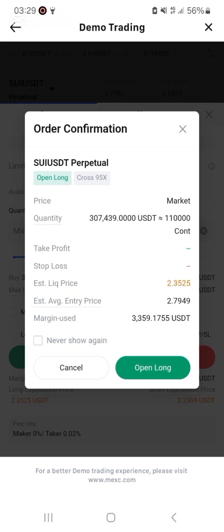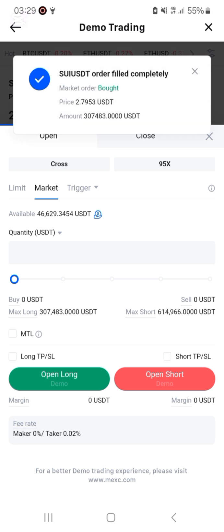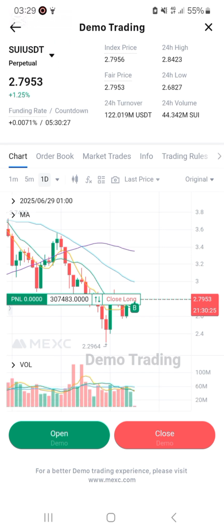Once you confirm your order, you just have to make sure that everything looks good, right? So this is the amount you're using. Price, this is the market price. We are using market order. Then quantity, this is the amount of coin, which will be in SUI, right? Then take profit, then stop loss, and we've set that up. Now, once we are done with the review, we have to open long. So our order has been filled successfully. Let's scroll down, we'll see our order.